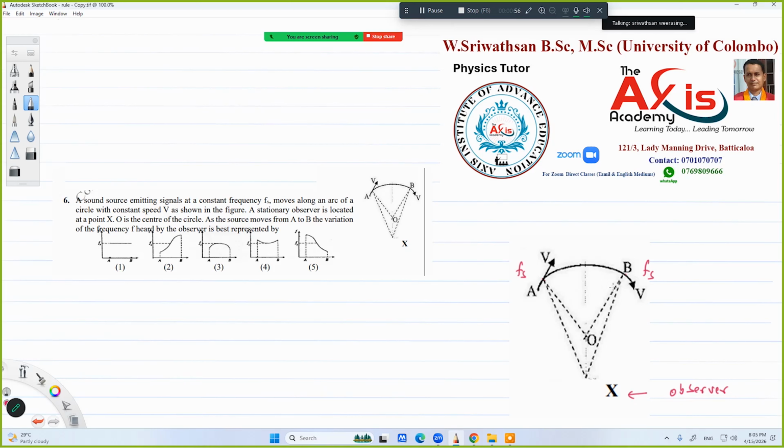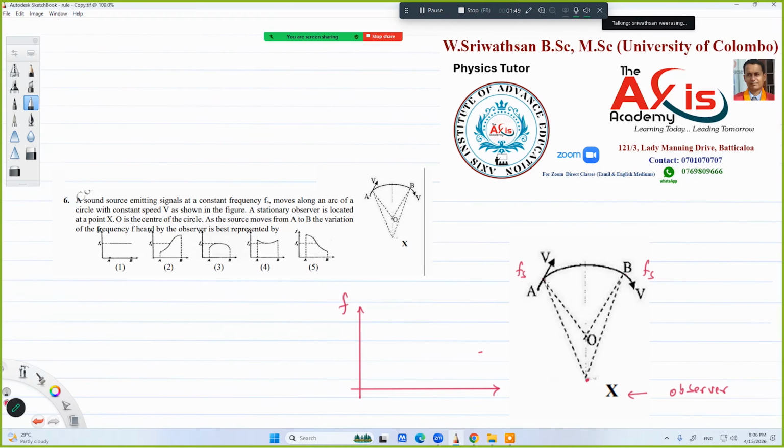When the source moves from A to B, the variation of the apparent frequency f heard by the observer is best represented by which graph? The frequency heard by the observer is on the y-axis, and this is as the source moves from A to B. The observer is here.